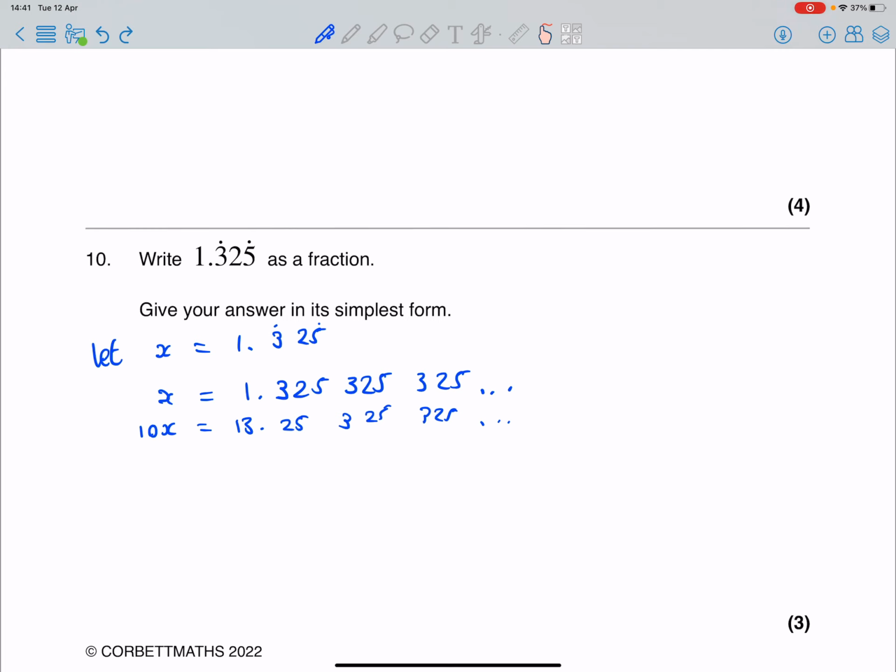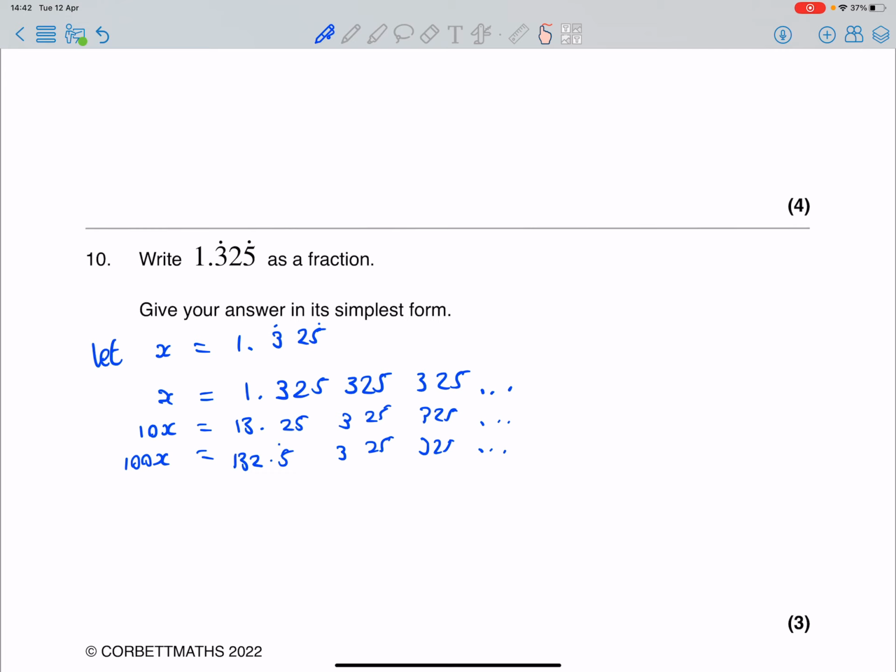But the second one starts with 25. So I need to multiply again, giving us 132.5, 325, 325, and so on. But even still, that does not match.